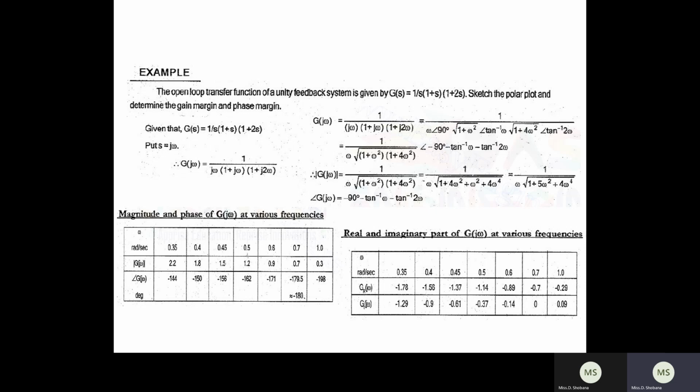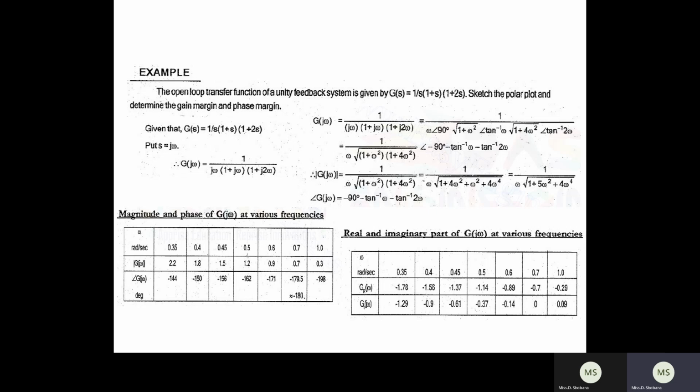Now we can take a simple problem and discuss how to sketch the polar plot for it, both in the polar coordinates as well as in the rectangular coordinates. Here we are taking a transfer function G of s equal to 1 divided by s into 1 plus s into 1 plus 2s. S is replaced by j omega: 1 divided by j omega, 1 plus j omega, into 1 plus 2 j omega. As usual, write the magnitude as well as the phase angle for all the terms.